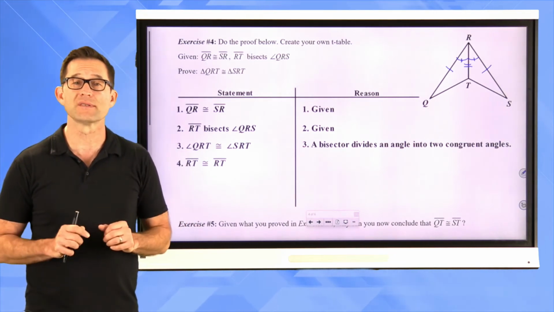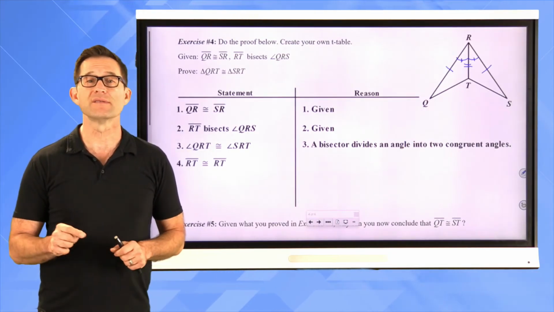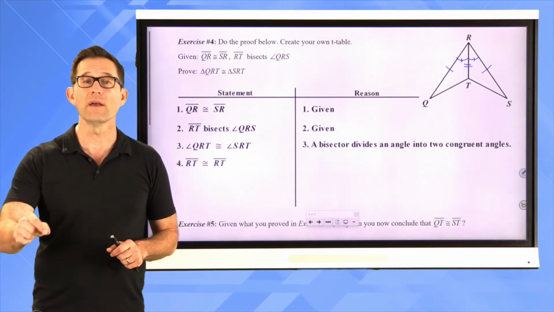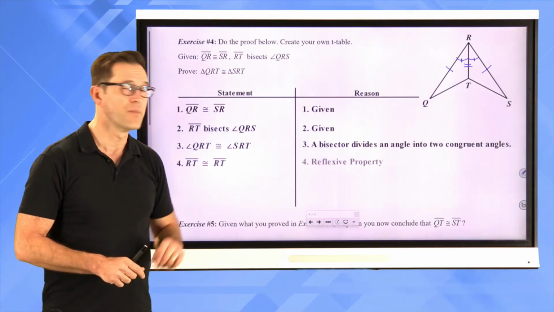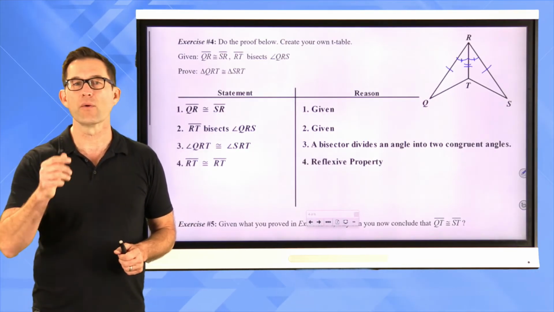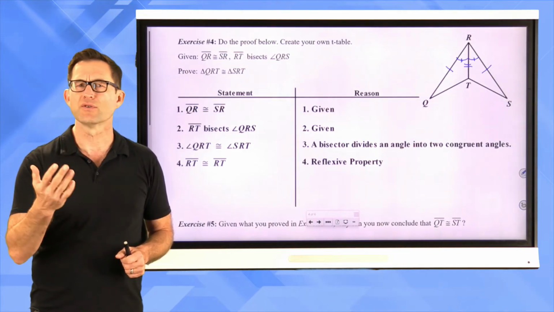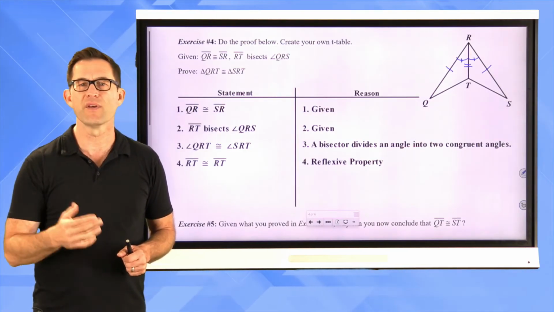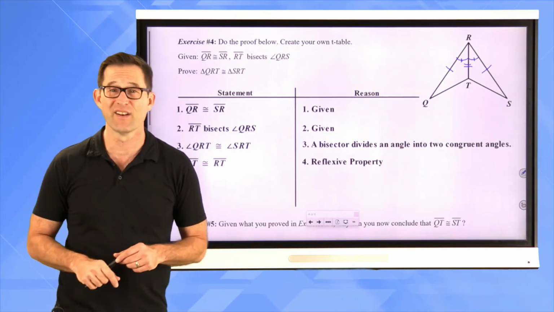RT is congruent to itself, and anytime that you say something is either congruent to itself or equal to itself, your reason is going to be what we call the reflexive property. That should be easy to remember, right? Reflection in a mirror, right? You're seeing the same thing there as hopefully what's on the other side of it.